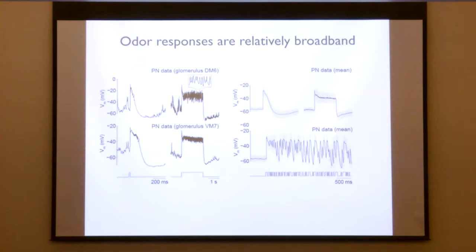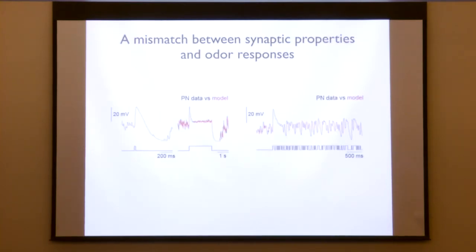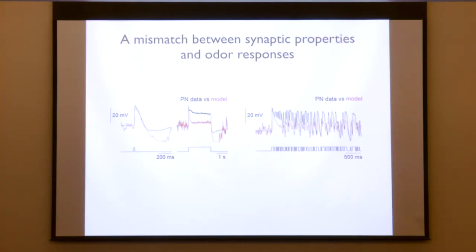And we can formalize that intuition by building a model. We know a lot about the inputs here. We know how many ORNs converge on a single PN, so we can do a pretty rigorous model. And given what we know about the synapse, this is what the neuron should do. It should produce a very transient response at the onset of the stimulus, and then it should decay away. And just to compare, in orange is the prediction of our model based on the synapse, and in black is what the neuron actually did.